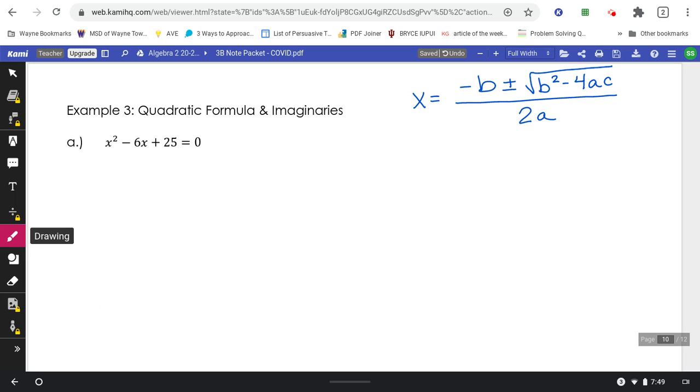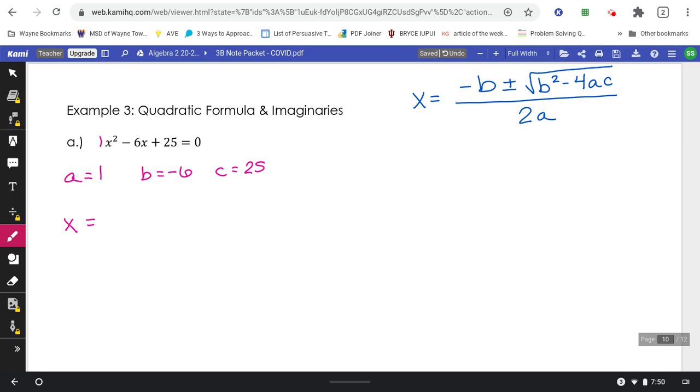Our first step will be to identify what is a, what is b, and what is c for this problem. All right, a is going to be the number in front of the x squared, 1. b is the number in front of the x, which is negative 6. Don't forget the sign, the negative. And then c is 25. Once you've identified those, you can plug them into your quadratic formula.